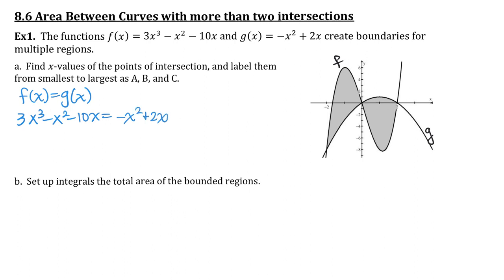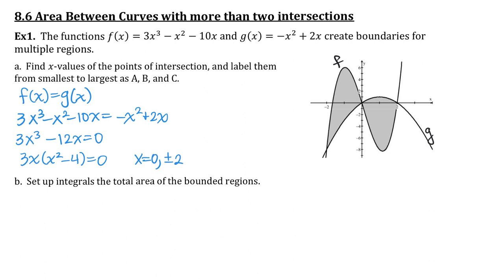Okay, this is a polynomial, so let's make it equal 0. I'm going to move everything to the left side. So I have 3x to the third. If I add x squared, it will cancel the x squared, and if I subtract 2x, I'm going to get negative 12x. Okay, so let's factor out 3x. Okay, so if I solve this, I set it equal to 0, and I get x equals 0, and if I set x squared minus 4 equal to 0, I get positive and negative 2.